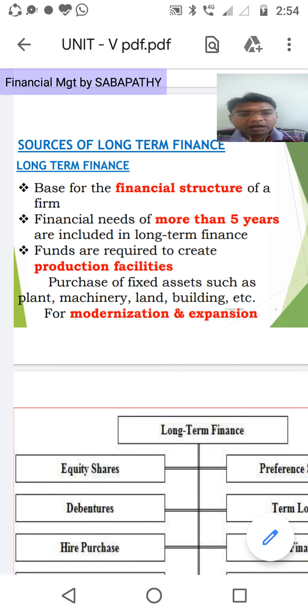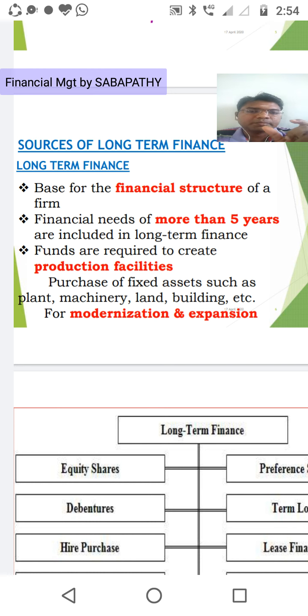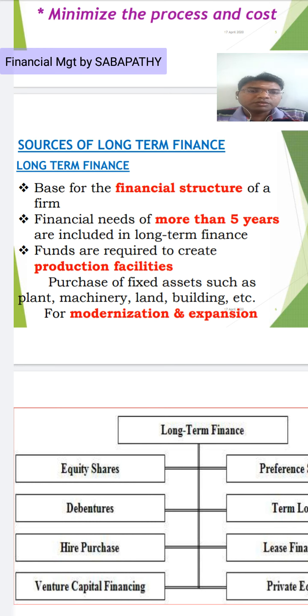Sources means what are all the different ways a company can generate the fund, that is what is meant by source. What are all the different ways a company can generate or mobilize the fund? So with the help of two sources a company can generate or mobilize the fund. One is long-term sources of finance and another one is short-term sources of finance.